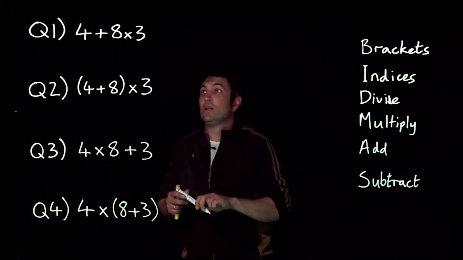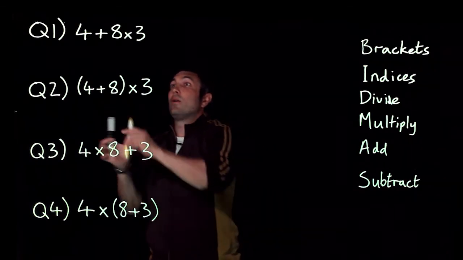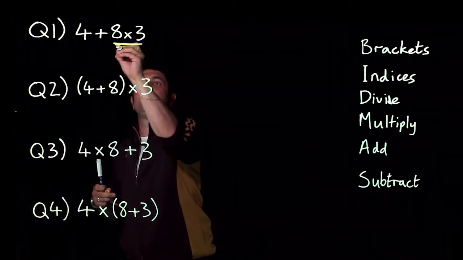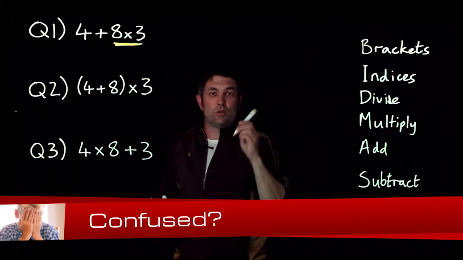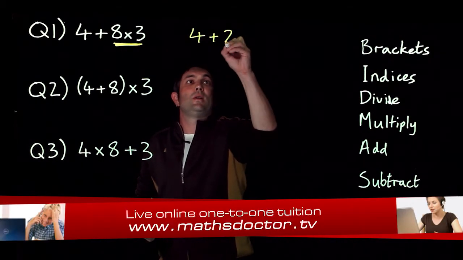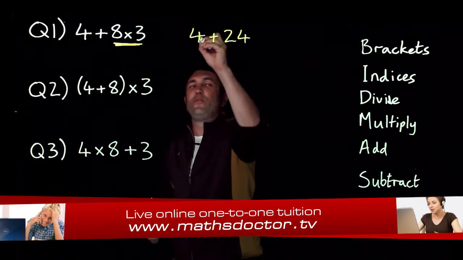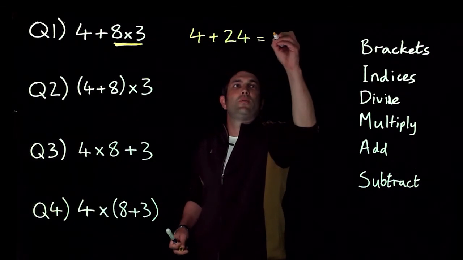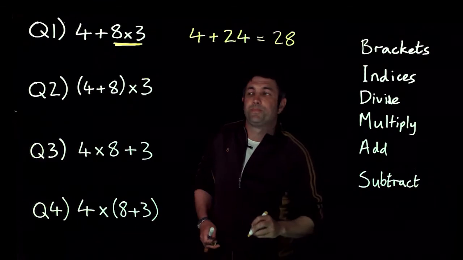So if I look at this first one here, I've got 4 plus 8 times 3. I've got to do the timesing bit first, so I'm going to underline that just to remind me. And 8 times 3 gives me 24. I haven't done anything with the 4 plus yet, so I'm just going to write that down as it is. 4 plus 24 is 28.